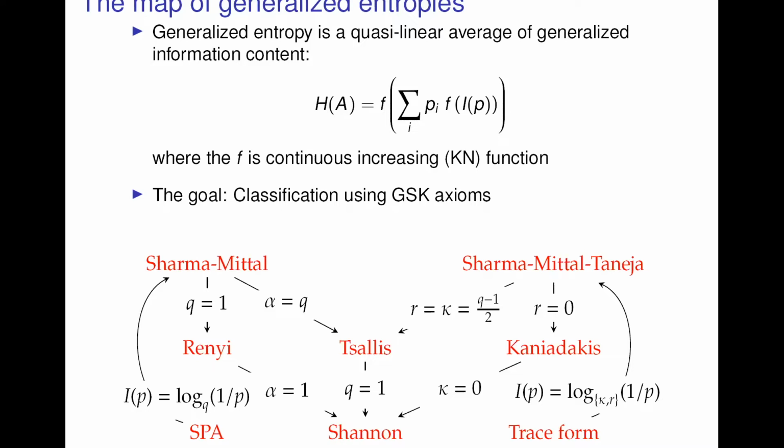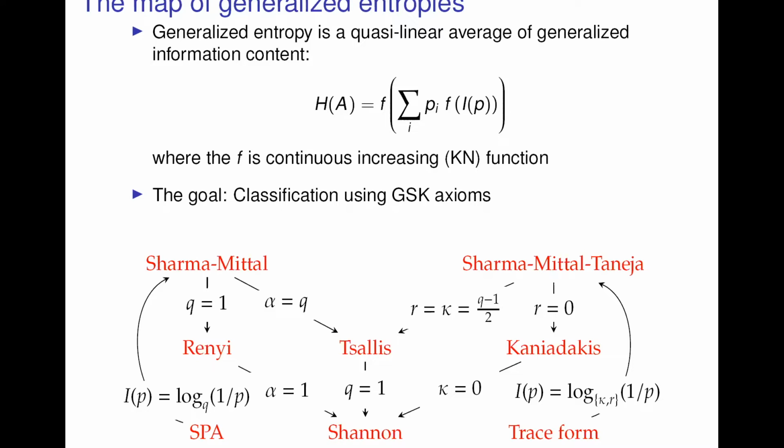So here at the bottom of the slide, I provided a map showing the relationships between the different entropies that we are going to pass through now. In the bottom line, we have Shannon entropy, then going up, we have three generalizations: Tsallis, Rényi, and Kaniadakis. Then a level up, Sharma-Mittal and Sharma-Mittal-Taneja, and a level up, I had to put it down because of space, we have the strong pseudo-additive entropies that were mentioned in the introduction and the trace form entropies.